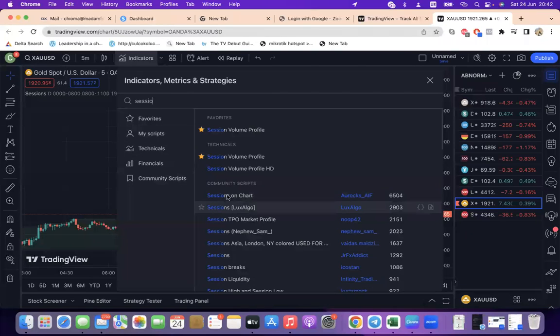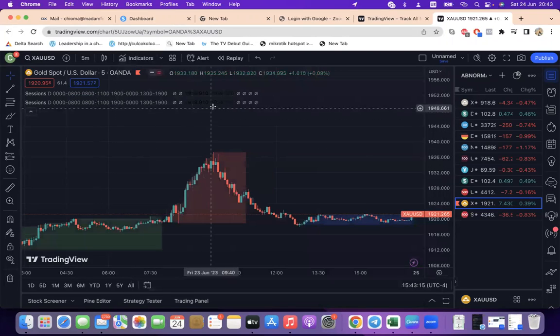You see this one? This is the one, Sessions on Charts. Pick it. That's the indicator I use. I don't use indicators, but this one is special to me because it keeps my charts clean. I don't have to start drawing lines to know highs and lows. This helps me. So I click on that, and you can see it's out there.